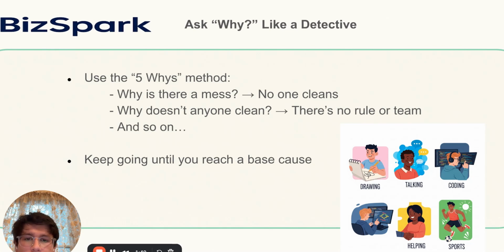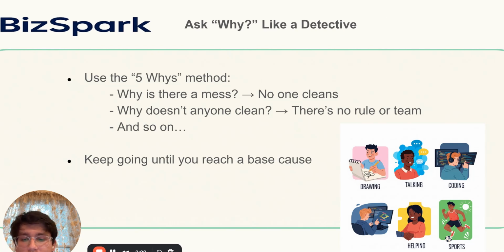So you can ask, why is there rubbish everywhere in the park? Well, because no one cleans it. Why does no one clean it? Well, because there's no rule or team to clean it. Why not? Well, because no one planned for that, right? Why didn't they plan, you might ask? Maybe they just didn't expect the park to be used so much, right? Now we know, right? The root problem isn't just a dirty park, it's a missing cleaning plan, right? There was never a cleaning plan.